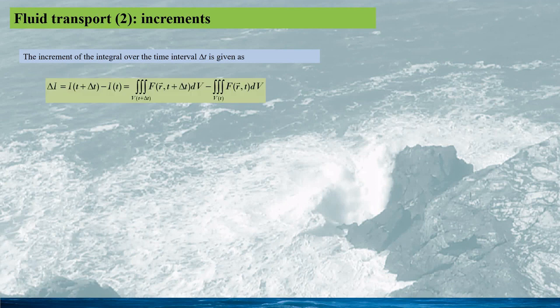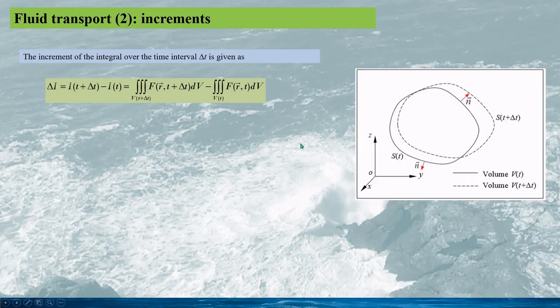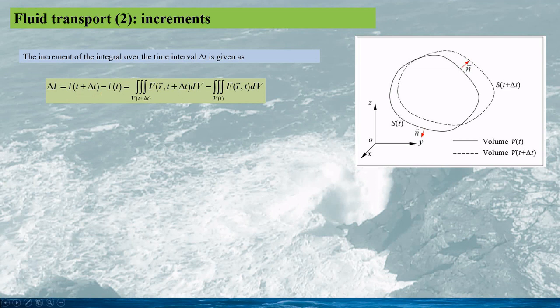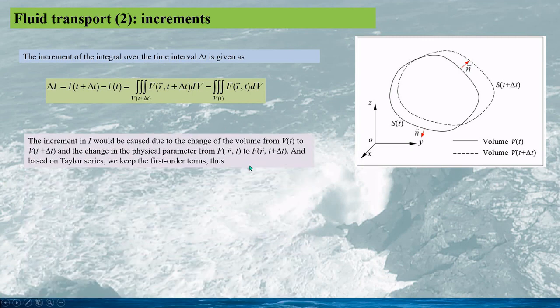Here, the increment of the defined quantity I over the time interval delta t is given by this. The increment came from two different changes: the change of the physical parameter F and the change of the fluid volume V. We can calculate this using the Taylor series, keeping the first order term and dropping all the higher order terms.